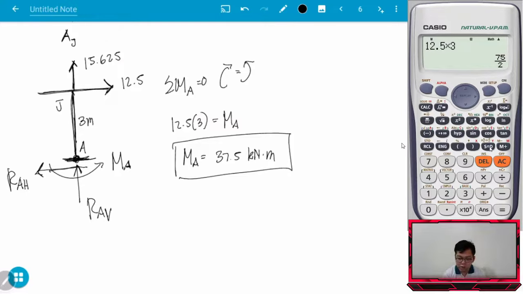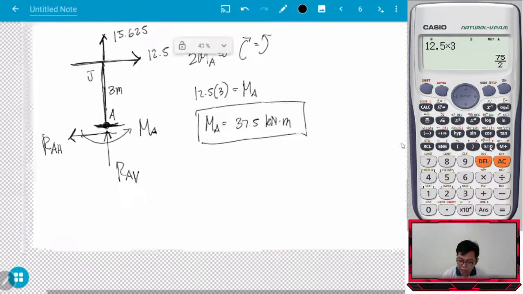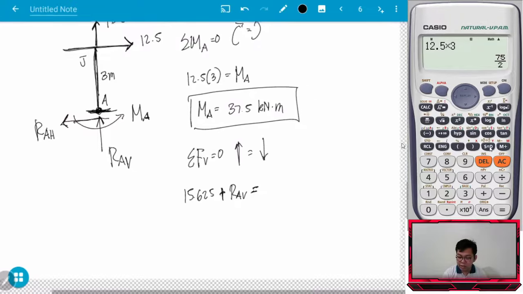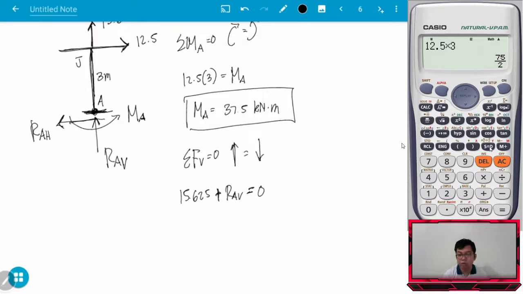The next one is the one at the bottom, so we have RAV. So how do we do this? Summation of forces vertical is equal to 0. Upward is equal to downward. What are our upward forces? You have 15.625. Now notice guys that our RAV is also upward. So plus RAV must be equal to the downward forces. What are our downward forces? In this case, actually 0.